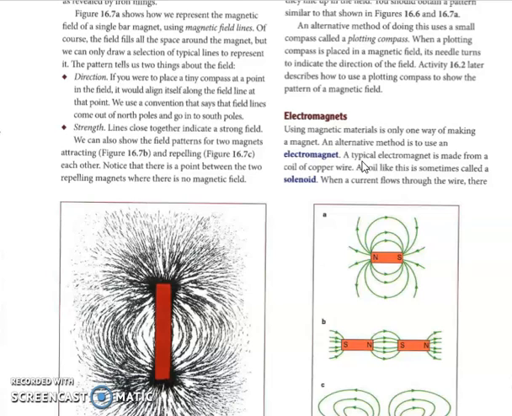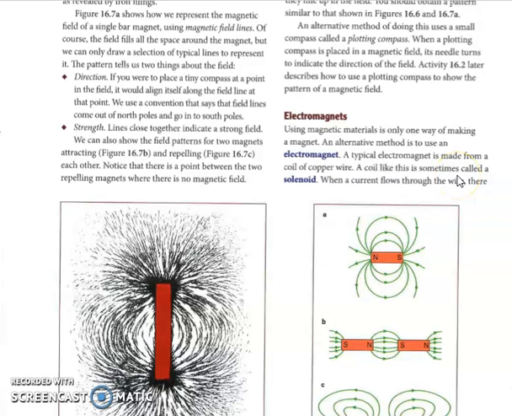Next is about electromagnet. So what is an electromagnet? An electromagnet is an alternative method, one way of making a magnet. The main purpose of an electromagnet is that it can be magnetized and demagnetized easily. A typical electromagnet is made from a coil of copper wire. A coil is also known as a solenoid.